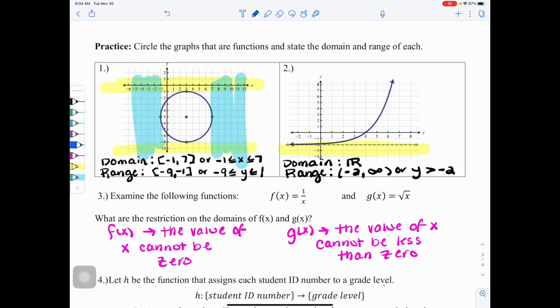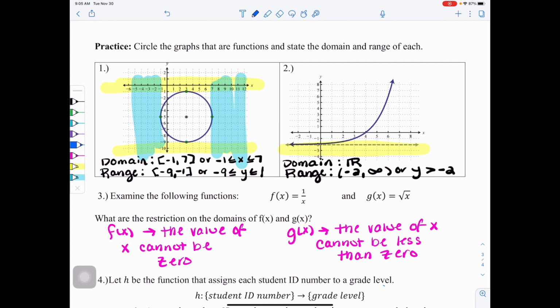Remember to use highlighters or colored pencils or use your hands to try to pinch the graph to help you figure out the domain and range. So for the first one, the circle, if I look at the domain, I'm looking at the x values. My x values only go from -1 to 7. So for inequality, that would be -1 is less than or equal to x, which is less than or equal to 7. X should be sandwiched in between. In interval notation, that would be -1 comma 7 with square brackets since the numbers are included.